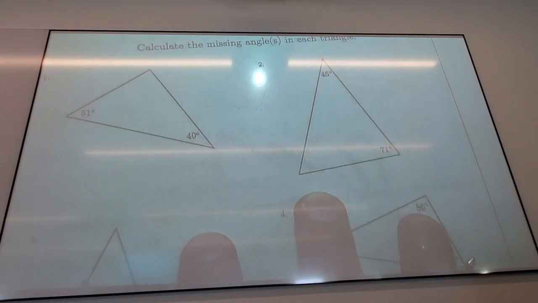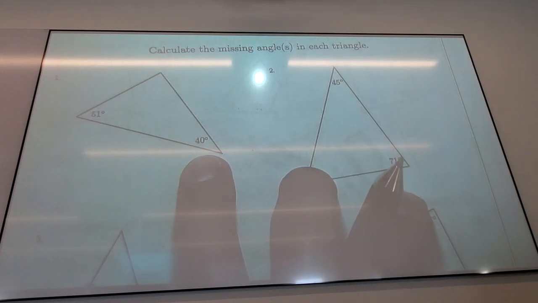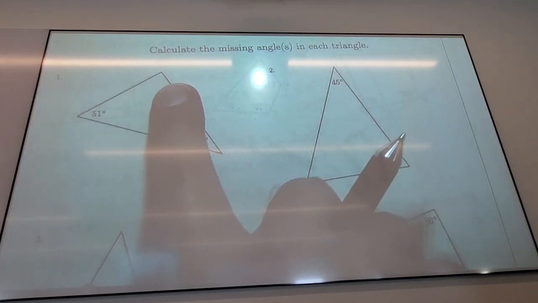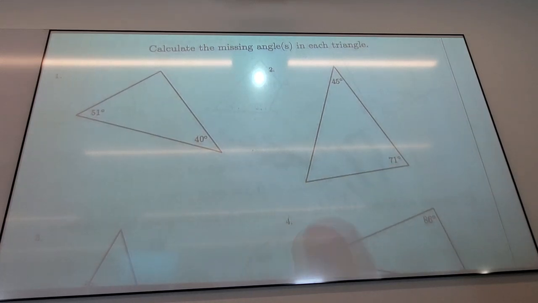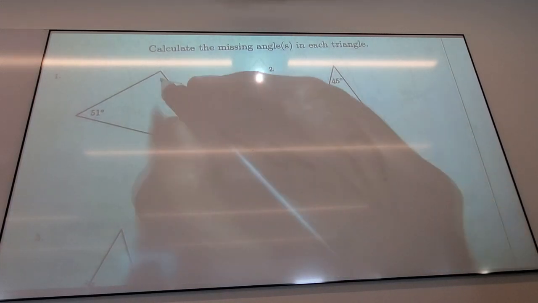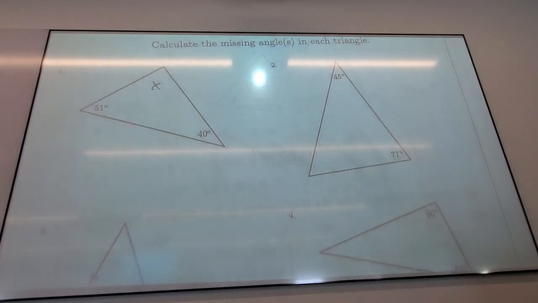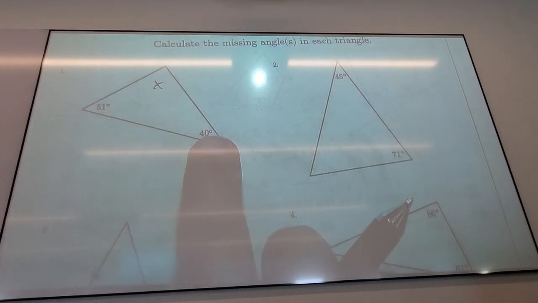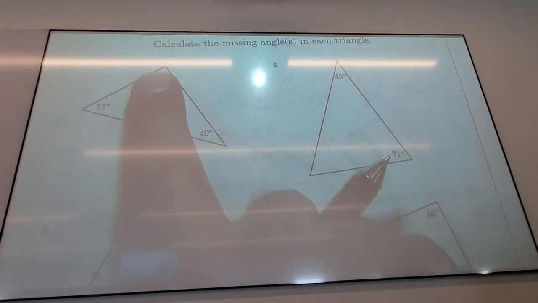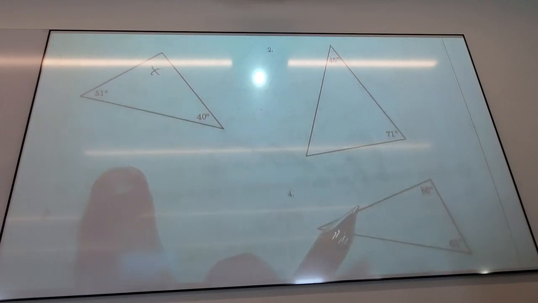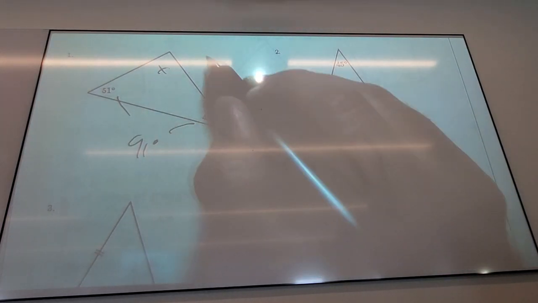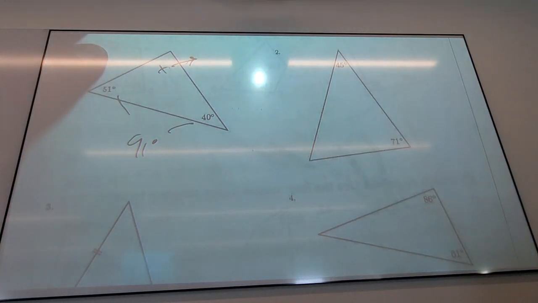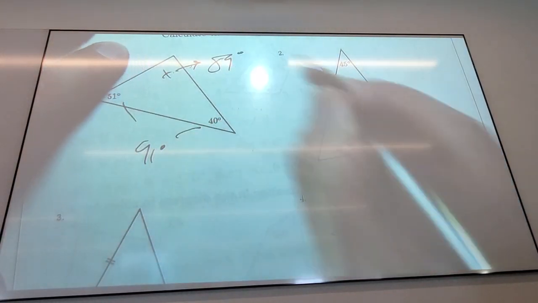These are based on the idea that all the angles in a triangle have to add up to be 180. So I love the fact that as I was walking around the room, somebody was using some algebra. You don't have to use algebra, right? Whatever these two add up to be, that one's got to make it equal 180, yes? So what do these two add up to be? 91 degrees, so this one's got to be 89 degrees. I like it.